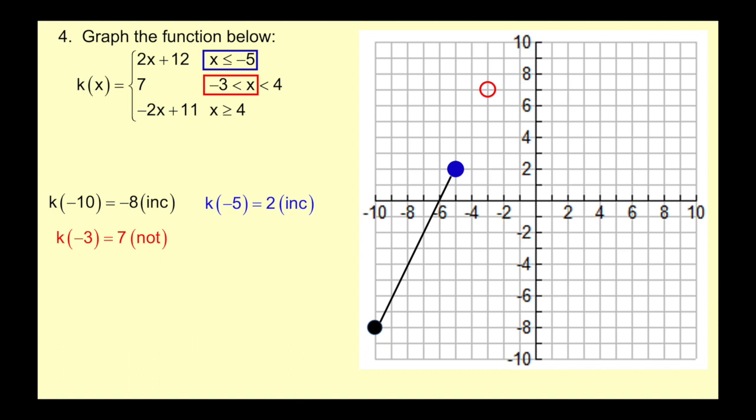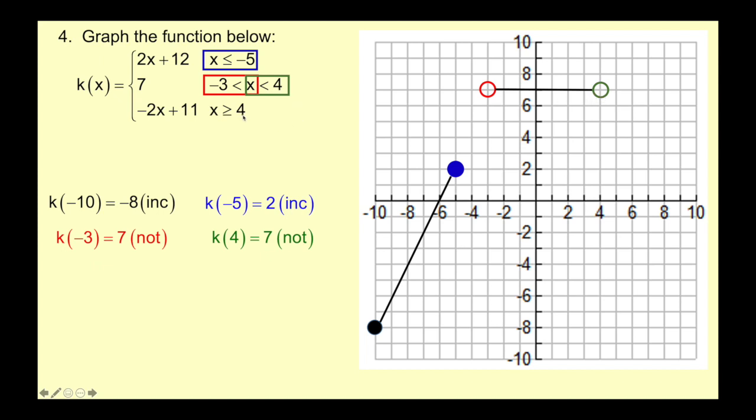Then I'm going to look at k of 4. And again, when I plug that in, it's just going to give me 7. And once again, because it doesn't have the equal sign, it is not included. That means that it's going to be open. So I can connect those 2 points. And when we see that this is a constant like that, it didn't have a variable in it at all, it should be coming up as a horizontal line in our graph.